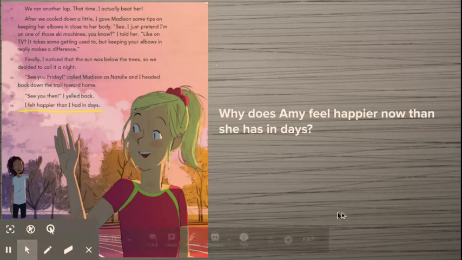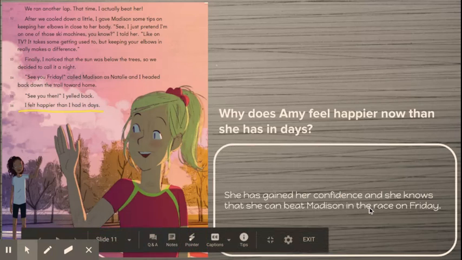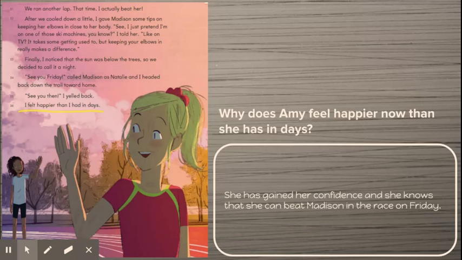You should have said something about how she's gained her confidence back and she knows that she can beat Madison in the race on Friday. We know that she was really worried about going up against Madison, but I think as they were training together, they learned that each of them has their own things that they could improve on. And so now with Madison's help, Amy has improved her running. And so there's a chance that she could beat Madison in the race on Friday.